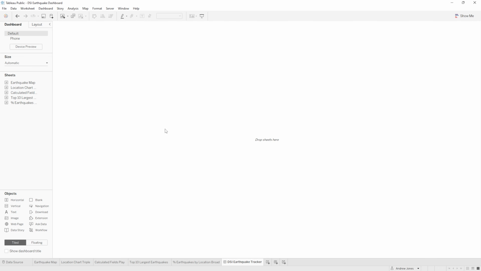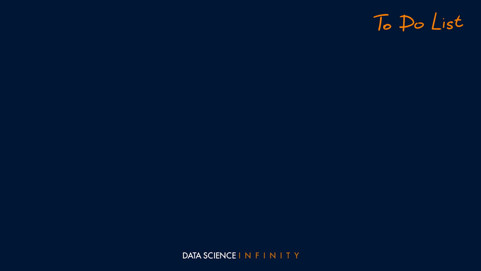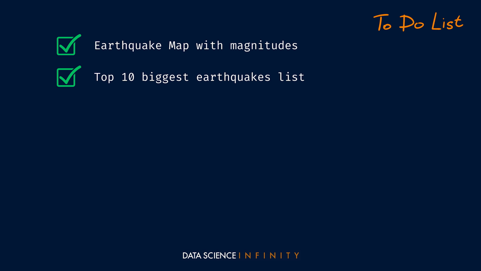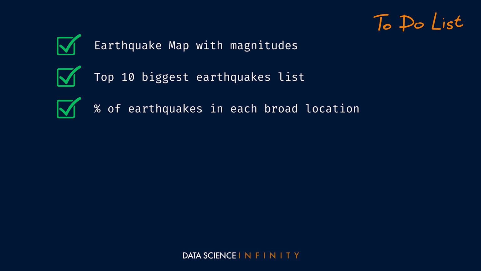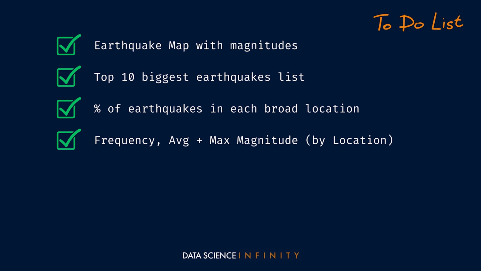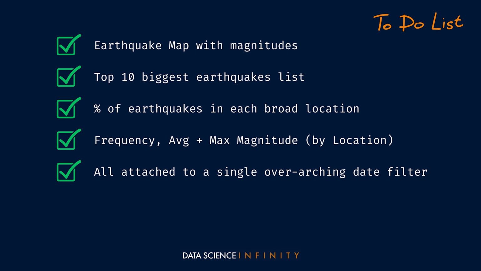Awesome, so before we do anything else, I think we should make ourselves a bit of a plan. So let's have a think about our requirements. At the bare minimum, we need our map, we need our top 10 earthquakes table, we need our breakdown of earthquake frequency across our location broad variable, and then by location we need our 3 charts, so frequency, average magnitude, and maximum magnitude. On top of that, we need our date filter so that our client can scroll through everything day by day, and then I think we should also include a nice title at the top as well.